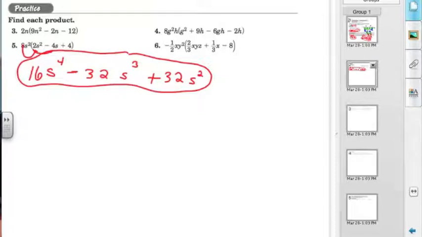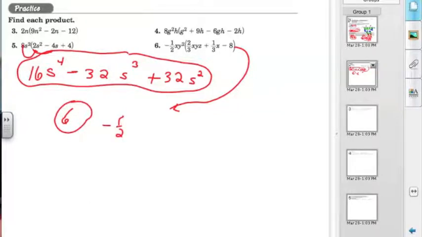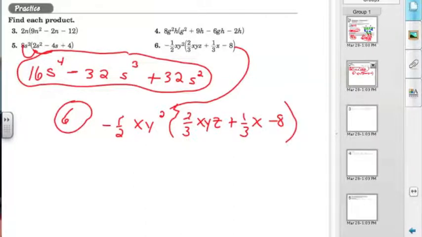Number 6. Well, we'll do this one because it has some fractions in there, and for a lot of kids, it's a good thing to just get a real quick refresher. I have negative 1/2 xy squared and the quantity 2/3 xyz plus 1/3 x minus 8. All right, let's take care of the variables first. I have x and x, that gives me x squared. I have y squared and y, that gives me y cubed. And then I have z.